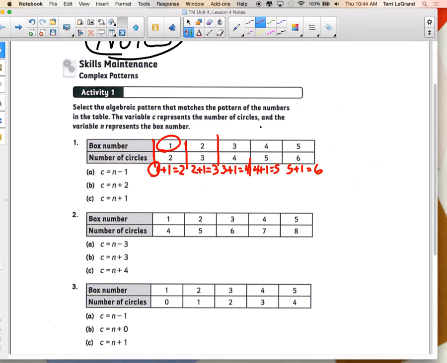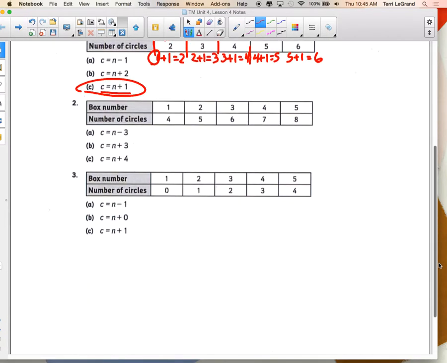So did we get a true statement all the way across? Yes. Okay, so which algebraic pattern are we going to circle? C. What does C stand for in the algebraic pattern? The number of circles. What does N stand for? The box number. So it says to get the number of circles, you take the box number and you add 1 to it. Okay.